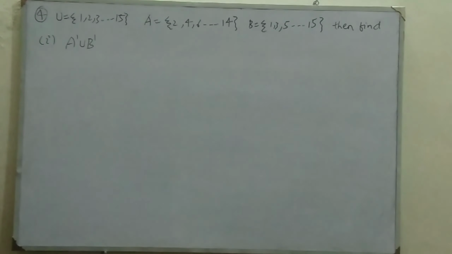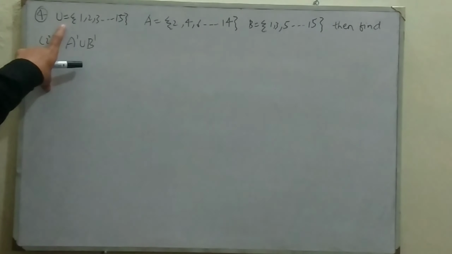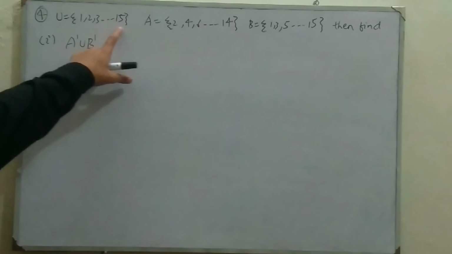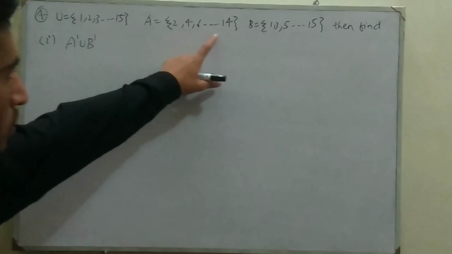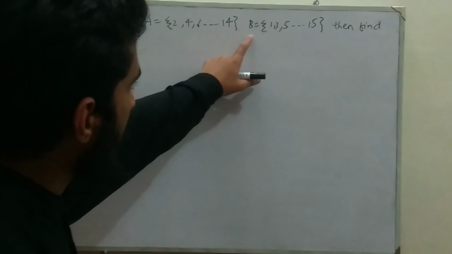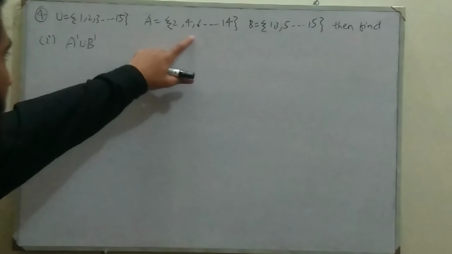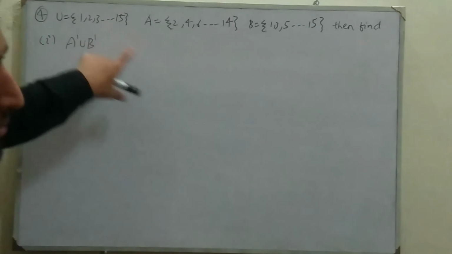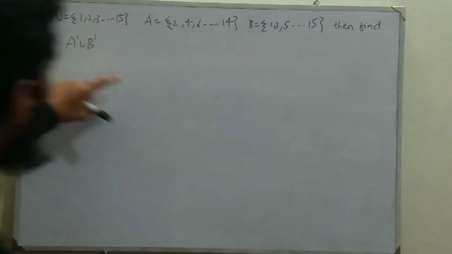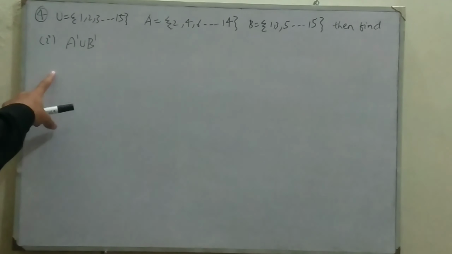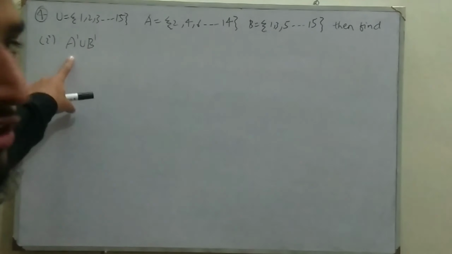Move to the last question of exercise number 5.1. Question number 4. Universal set U is equal to 1, 2, 3 to 15, and set A is 2, 4, 6 goes to 14, and set B is 1, 3, 5 goes to 15. These are the sets of natural numbers up to 15, even numbers, and odd numbers. We are going to find 8 parts in this question. Part 1 tells to find A complement union B complement.